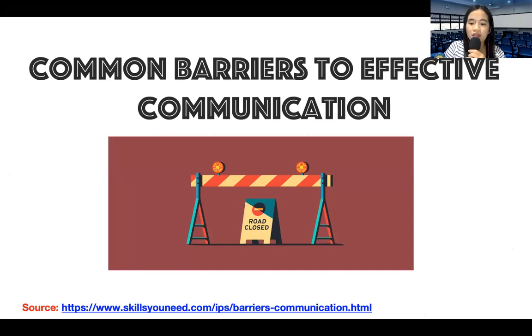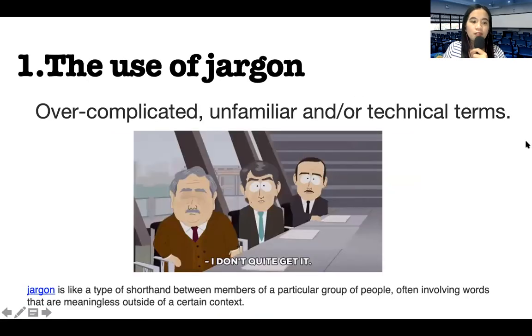So what are these hindrances? What are these things that make communication impossible? We have to learn them. Number 1, the use of jargon.